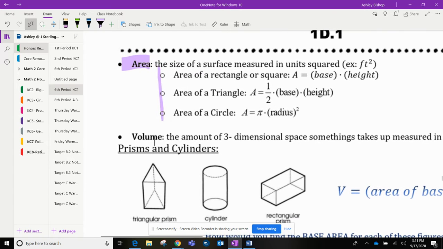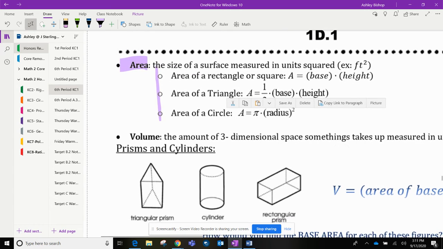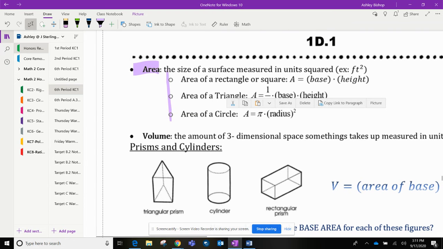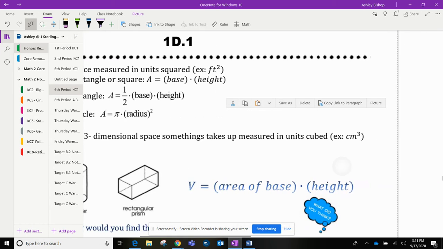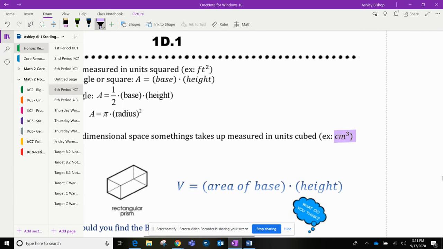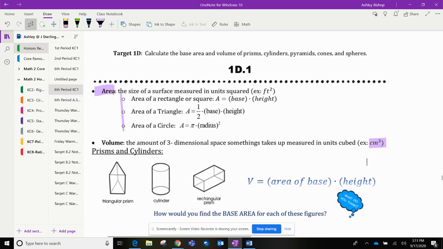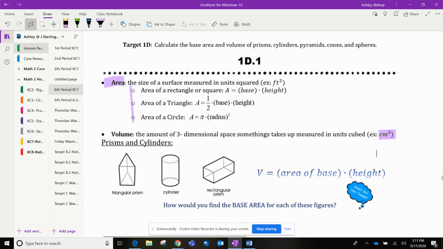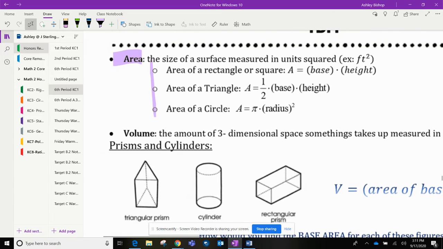But we're going to talk mostly about volume. So I'm going to go straight to the point with volume. Volume is the amount that a 3D space holds or takes up, in units cubed. So if I wanted to find out how much water my water bottle held, I could find the volume of my water bottle to see how much space it'll take up, how much water can go inside.